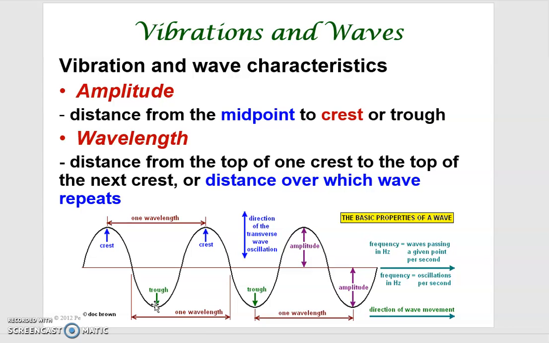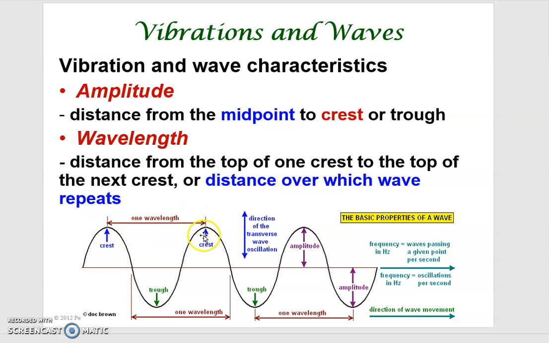Now, what is the wavelength? Wavelength is how fast the wave can propagate within a certain period of time. So the wavelength can be defined in terms of the distance between two adjacent crests or two troughs. So this is definitely one wavelength. This is another one wavelength.